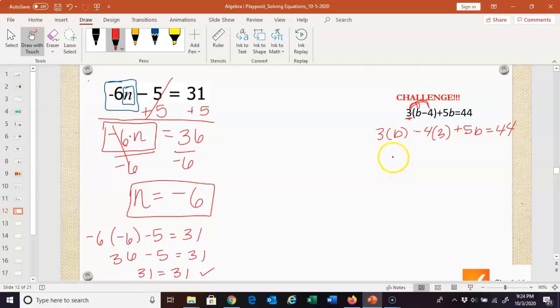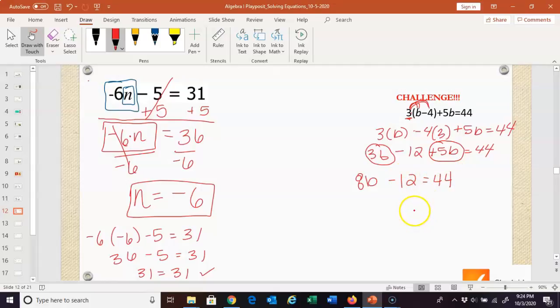Now let's keep going. I'm just going to do 3 times b, that's 3b. -4 times 3 is -12. We have 5b equals 44. So we're going to combine like terms. We have a 3b and a 5b. Remember, like terms have the same variable, so you're allowed to combine them. It's like adding apples to apples. So 3b plus 5b is 8b. Bring down the 12.